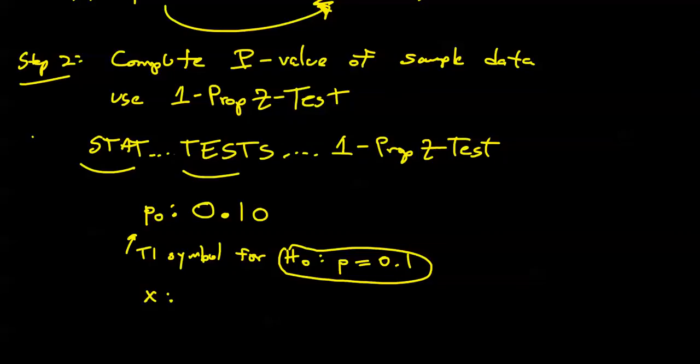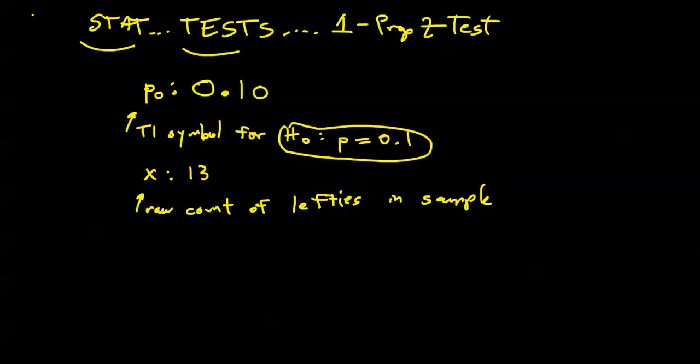Next thing the command prompts us for is a raw count for the left-handers in our sample data. Well, of course, that's 13. And let me label that. This is a raw count of lefties in our sample. Alright, once we enter those two items in, the calculator prompts us for a sample size, and of course that's 110. Little n is always our sample size, right?